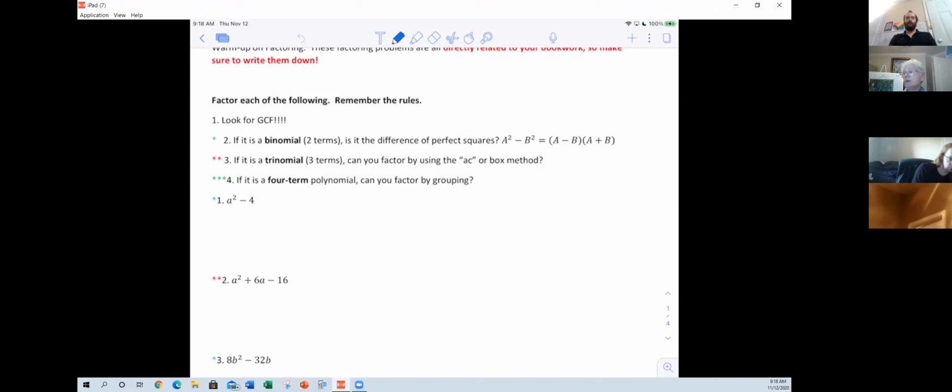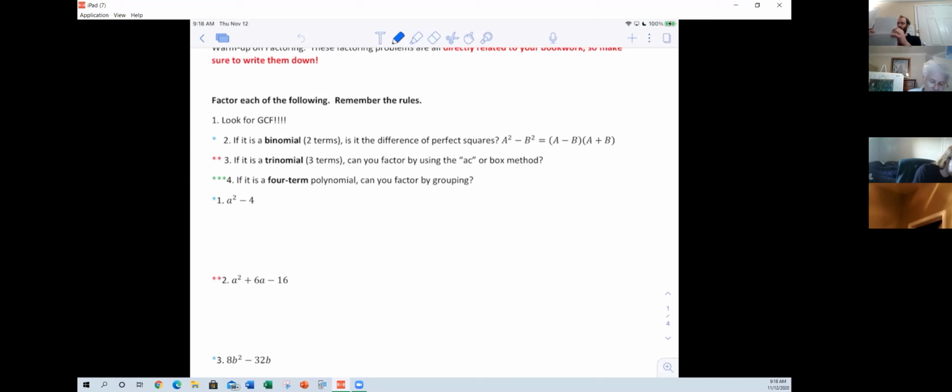If it's a trinomial, after you've factored out the GCF, ask yourself if you can factor the rest of it by using the AC or the box method. And if you can, then do it. And if you can't, then you're through after you factor out the GCF. And finally, if it's 4 terms, after you factor out the GCF, ask yourself if you can factor by grouping. And if you can, you do it. And if you can't, then just leave it alone.